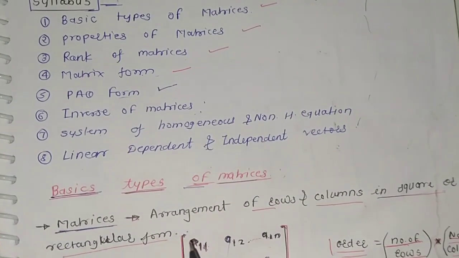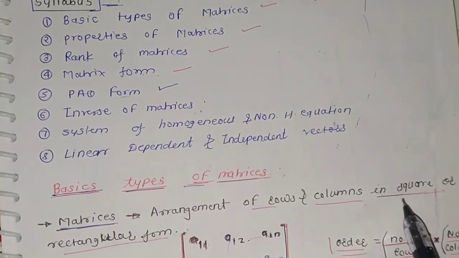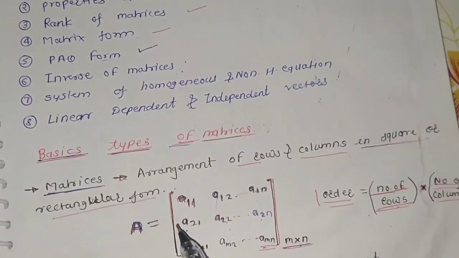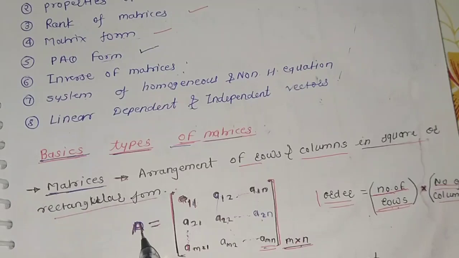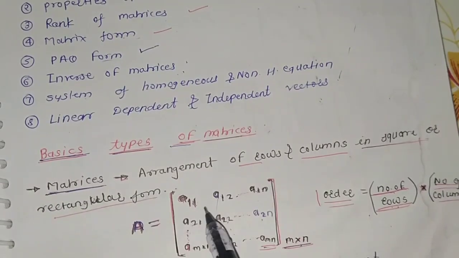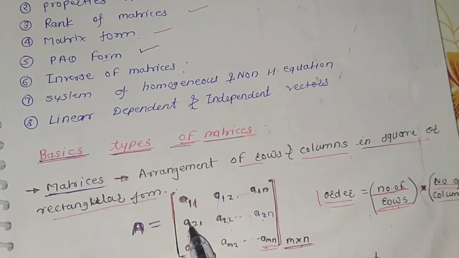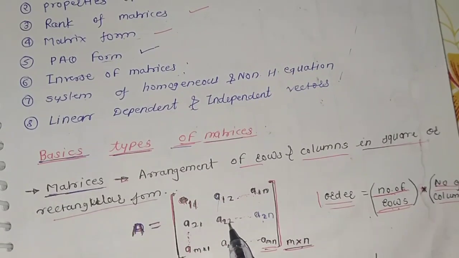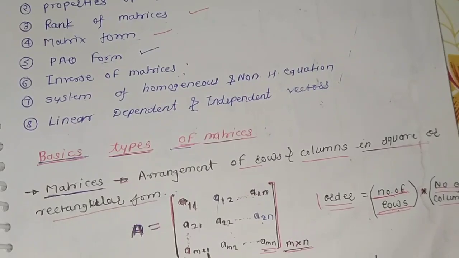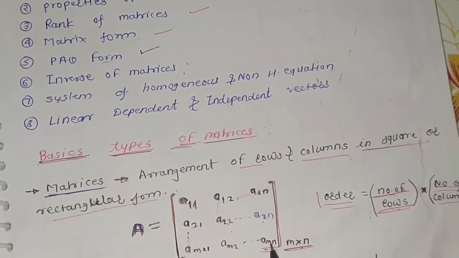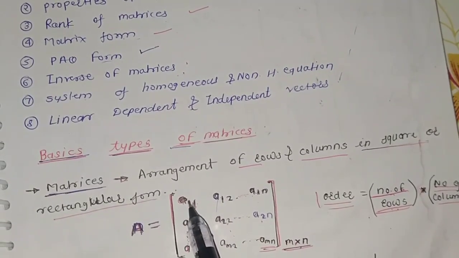So you all know what is a matrix. A matrix is nothing but the arrangement of rows and columns in square or rectangular form. So this is the simple definition of a matrix. This is the matrix A, which is given as elements A11, A12 to A1n. Similarly, second row A21, A22, to A2n. Similarly AM1, AM2, AMN.